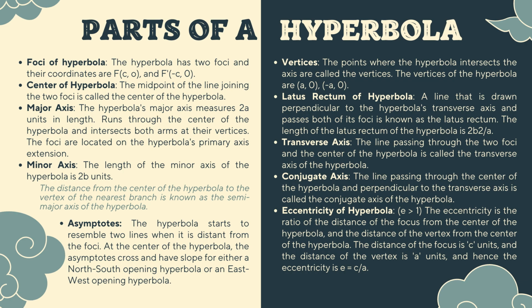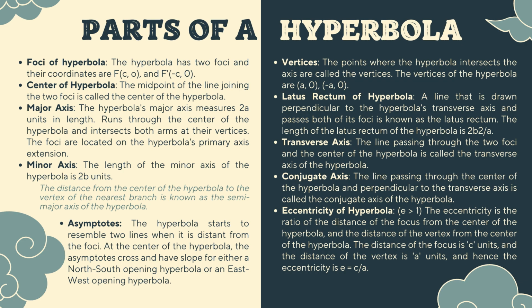First, foci of hyperbola. The hyperbola has two foci and their coordinates are F1 (c, 0) and F2 (negative c, 0). Center of hyperbola. The midpoint of the line joining the two foci is called the center of the hyperbola. Major axis. The hyperbola's major axis measures 2a units in length. It runs through the center of the hyperbola and intersects both arms at their vertices. The foci are located on the hyperbola's primary axis extension.